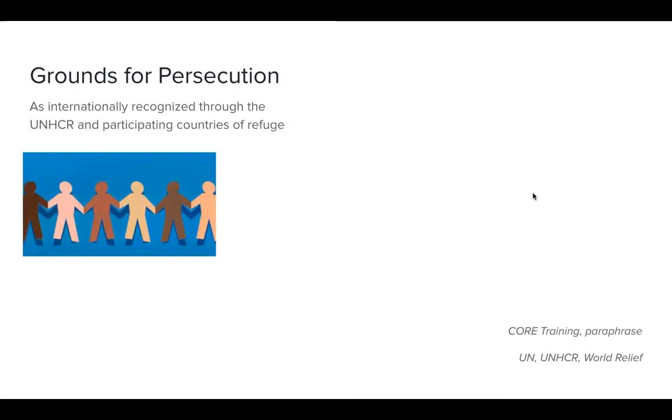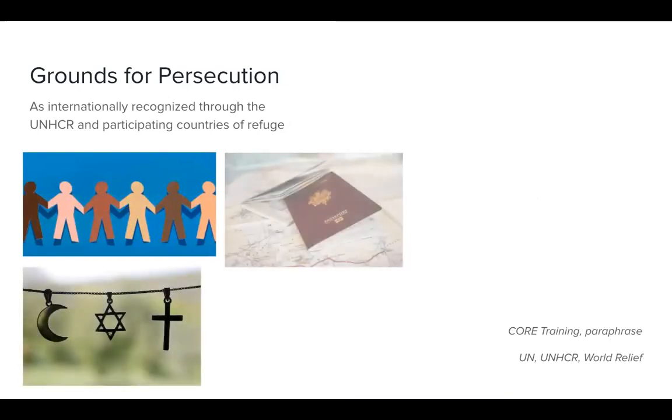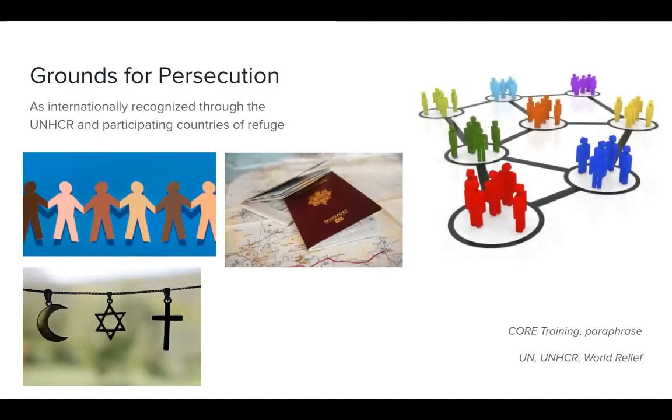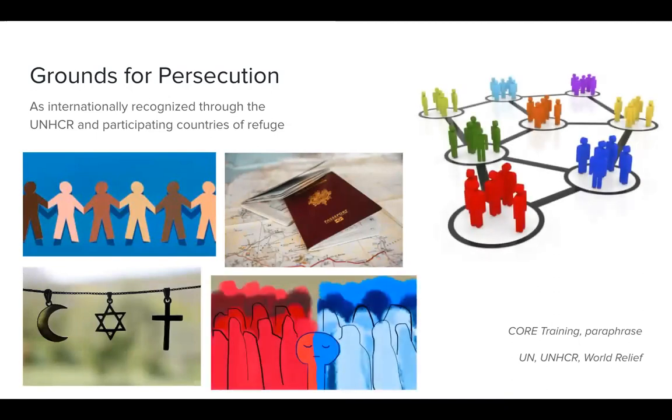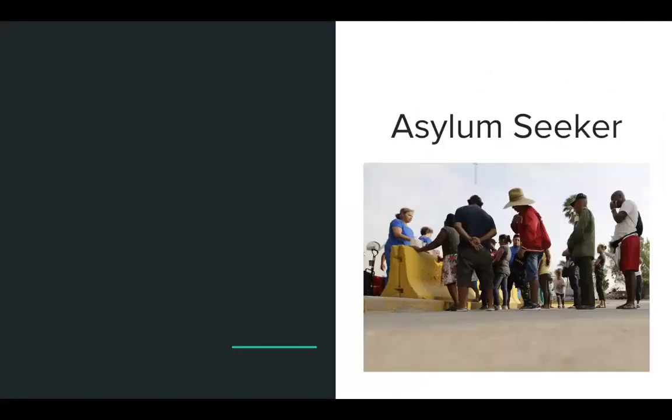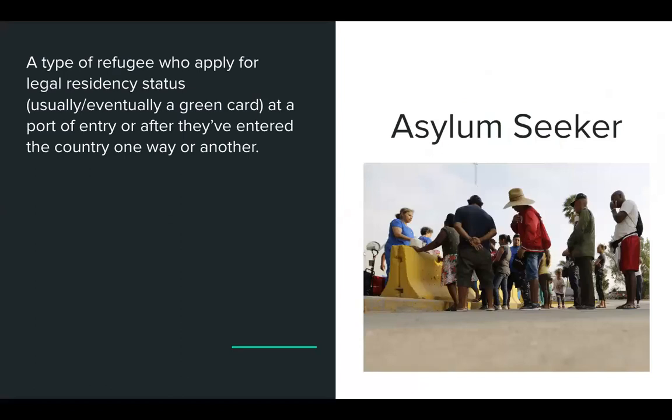The 5 grounds are race, religion, nationality, social group, and political opinion. I believe the social group category is the most flexible. A lot of times, for the process of being classified as a refugee, you have to be able to prove your reasonable fear of persecution one way or another to your, I don't know if they call them caseworkers, but to the UNHCR.